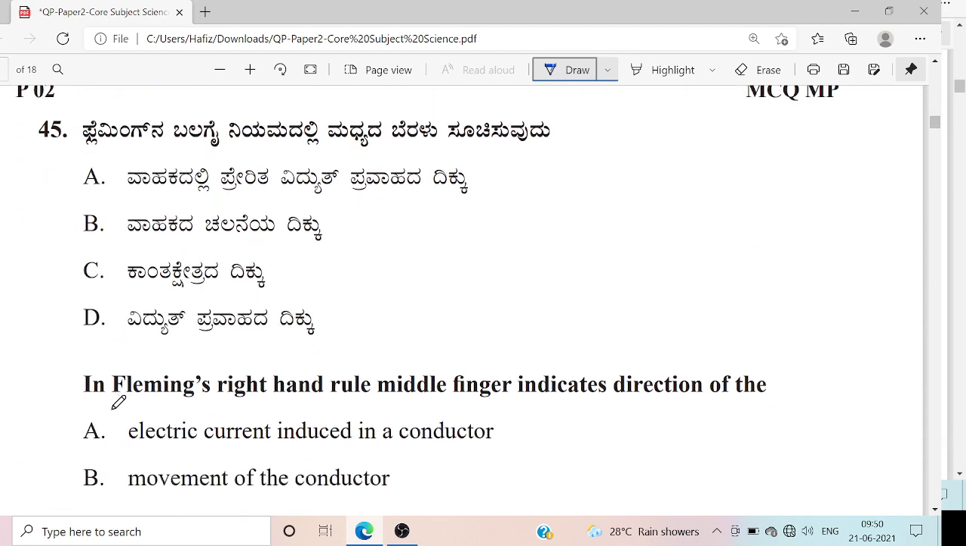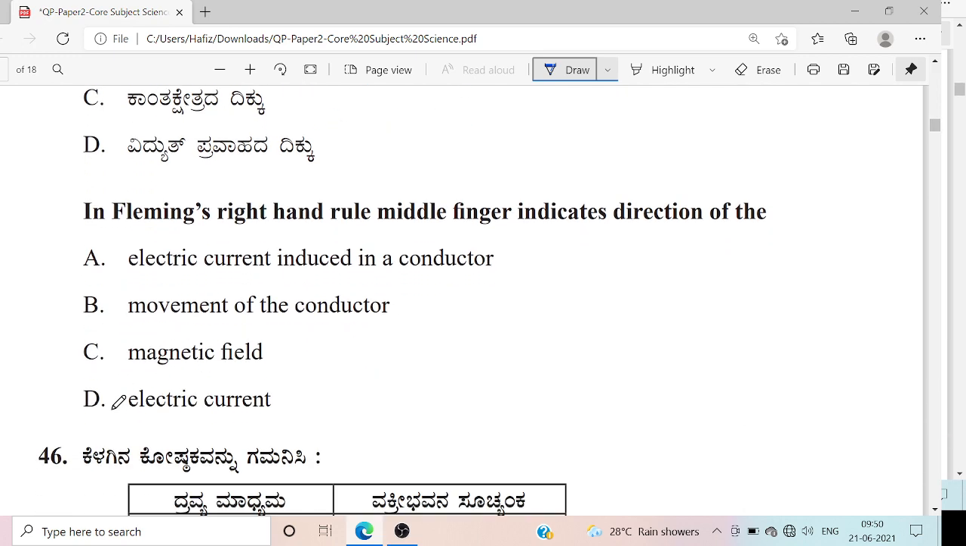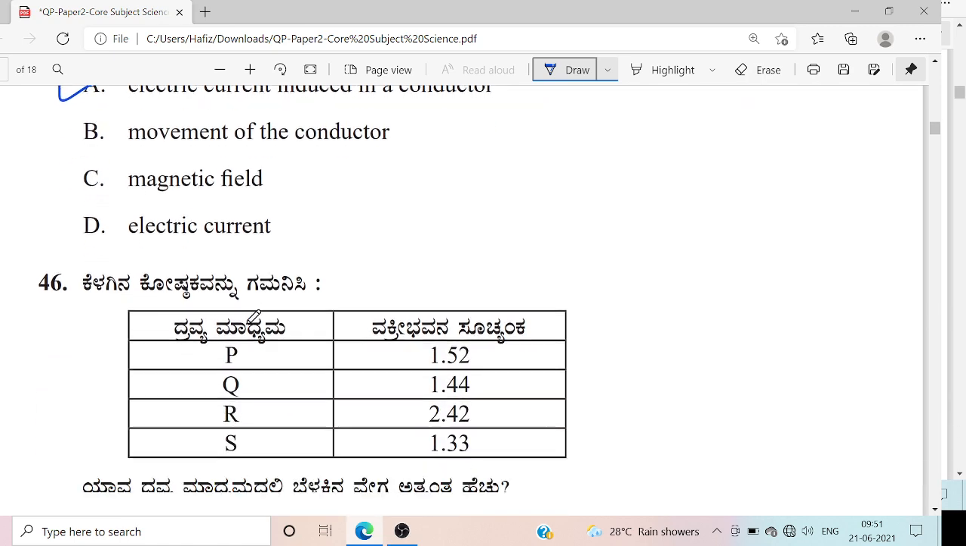Now moving on to the next question from the chapter magnetic effects of electric current. See here, in Fleming's right hand rule, the middle finger indicates the direction of induced electric current. Remember children, in Fleming's right hand rule, the middle finger shows the direction of induced electric current, which means option A is right here. In the left hand rule, it shows the direction of just electric current. So be particular about that.